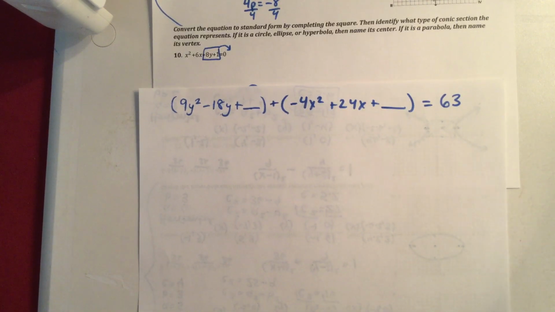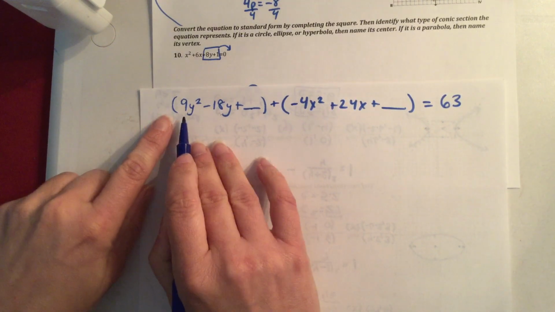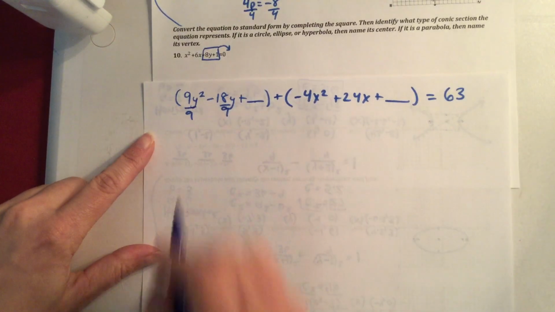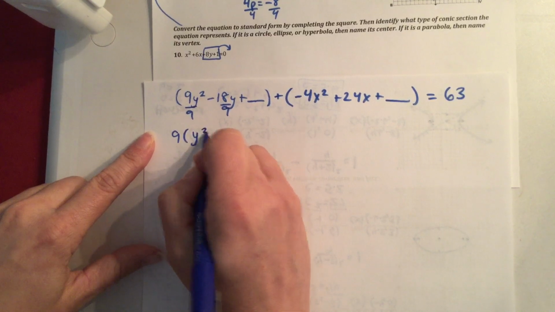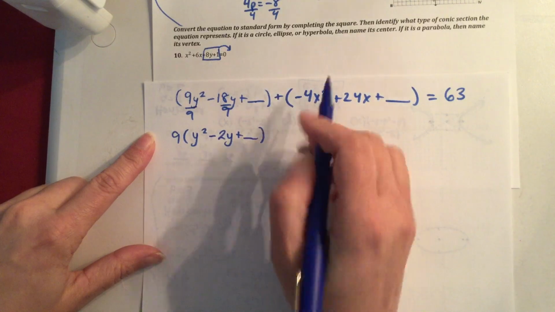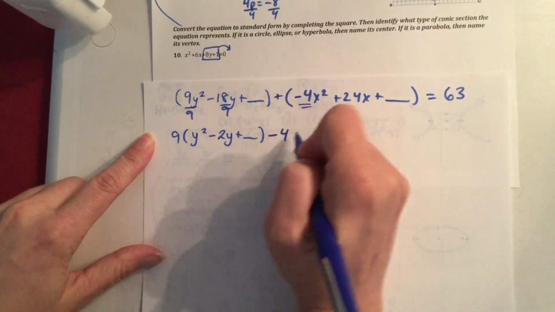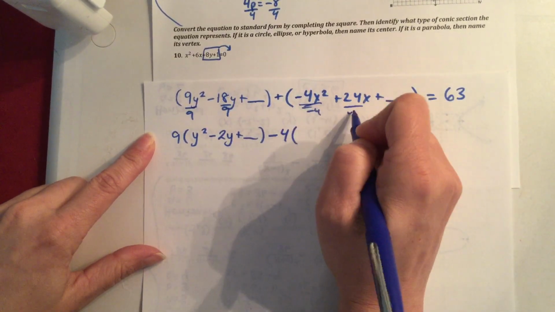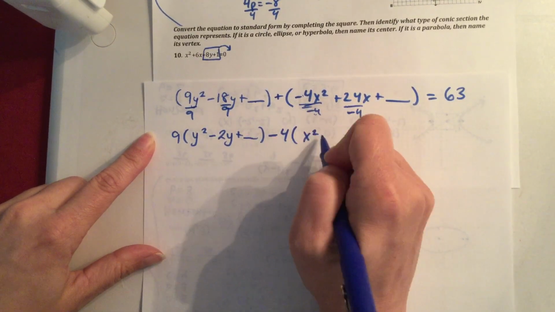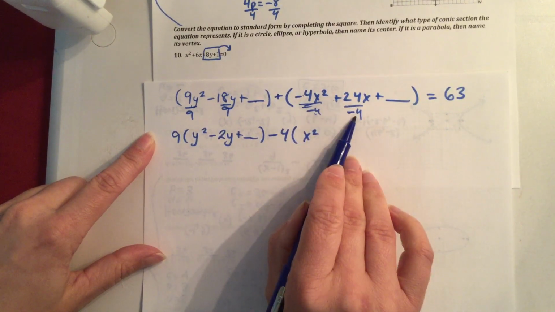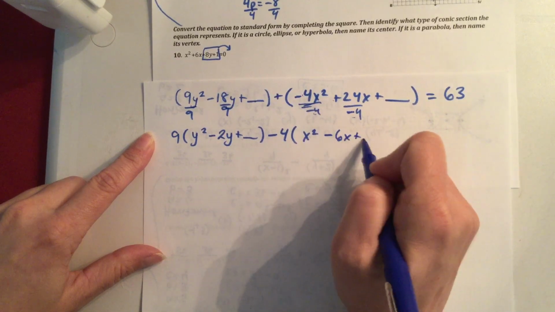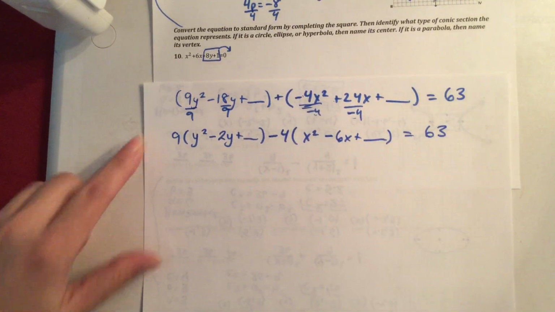Now, before you complete the square, you have to make sure that your leading coefficient is a 1. So in this first set of parentheses, I need to divide out a 9. So 9 comes out, giving me y squared minus 2y plus we don't know yet. Now here, this needs to be a 1. So I'm going to divide out a -4 from the second group. Negative cancels a negative, 4 cancels a 4, so this is +x squared. Positive divided by a negative is a negative. 24 divided by 4 is 6x, plus we don't know yet, equals 63.